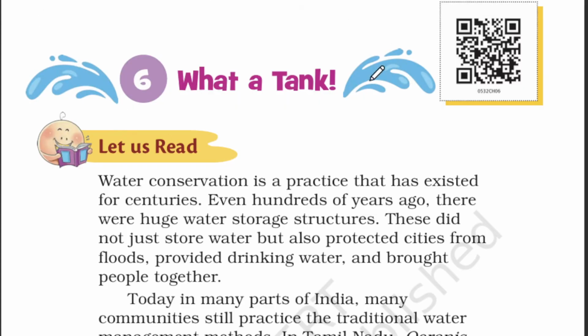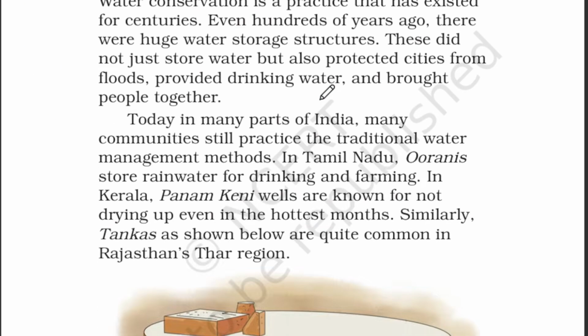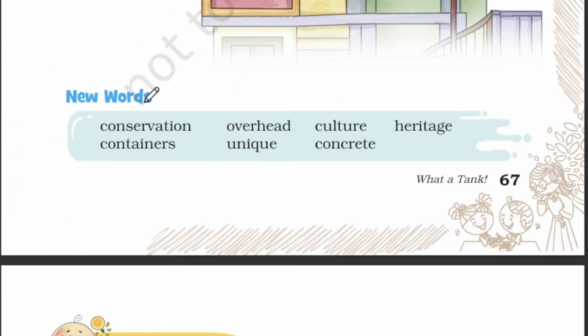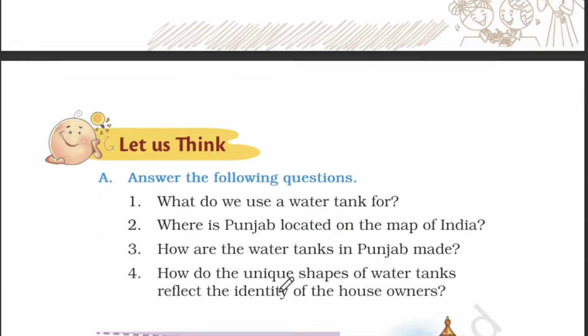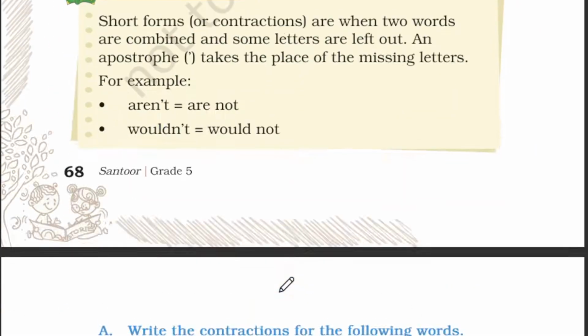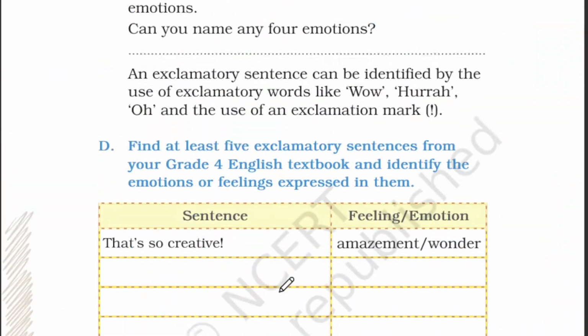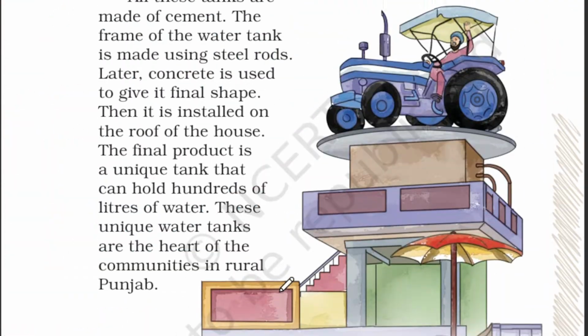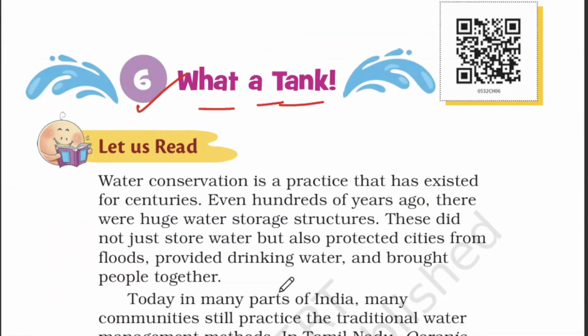So today we are going to see class 4 English, chapter number 6, What a Tank. In this lesson we are going to complete the lesson explanation along with the meanings for new words, question and answer, along with the grammar part. So everything will be completed. I'm going to divide this lesson into two videos, part 1 and part 2. So let's start part 1.